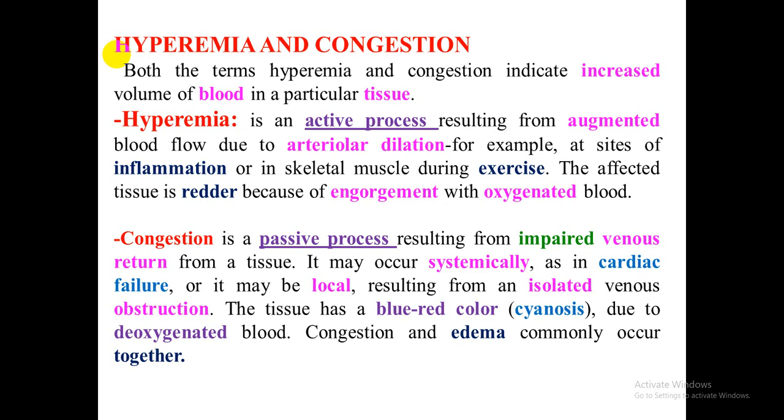In contrast, congestion is a passive process resulting from impairment of venous drainage from a tissue. It may occur systemically as in cardiac failure, or it may be localized resulting from an isolated venous obstruction، مثلا في حالة الthrombosis أو الembolism. The tissue has a blue-red color, meaning cyanosis, due to accumulation of deoxygenated blood، لأنه يصير obstruction بالvenous drainage، راح يصير collection or accumulation of deoxygenated blood in the affected site.